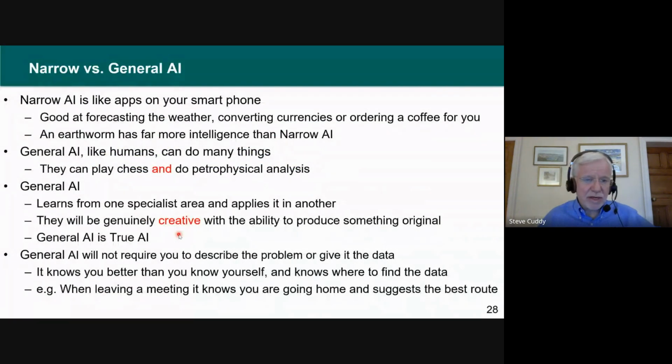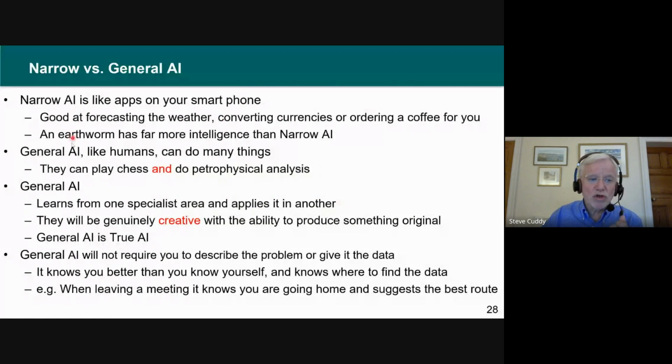So let me tell you about AI. I wanted to tell you about the difference between narrow AI and general AI and true AI. Narrow AI is what is in the apps on your phone, what you've got now. It's very good at forecasting the weather. It can convert currencies for you, and it can order you a cup of coffee, perhaps. But it is still very immature, early days. In fact, the experts in the field say an earthworm has far more intelligence than narrow AI. But it can do useful things for us.